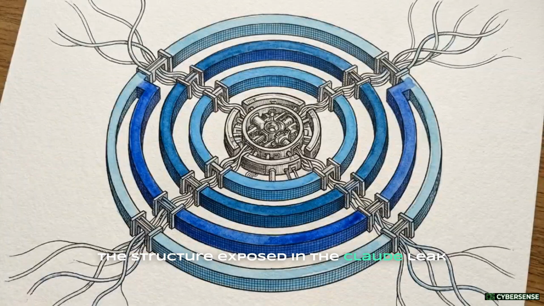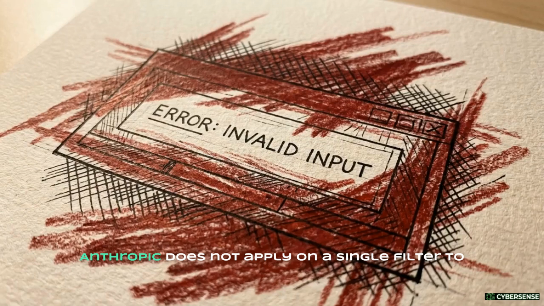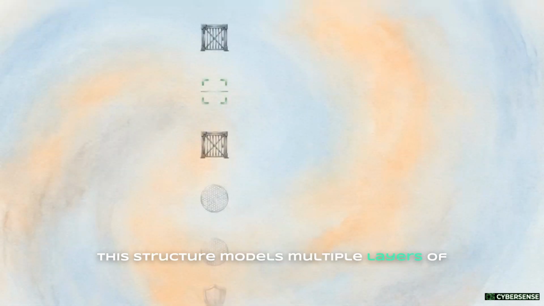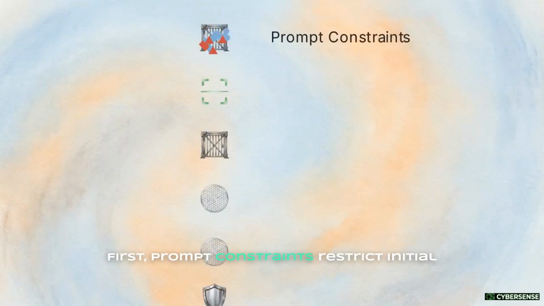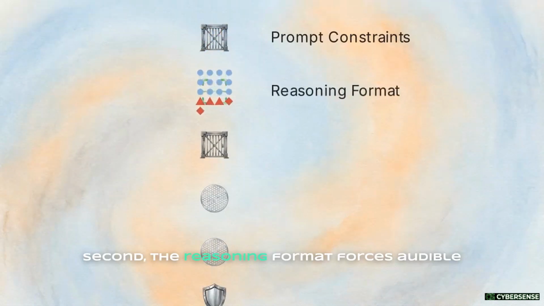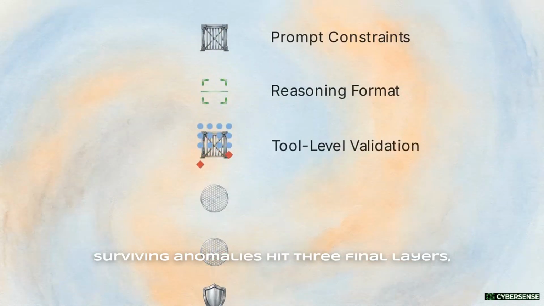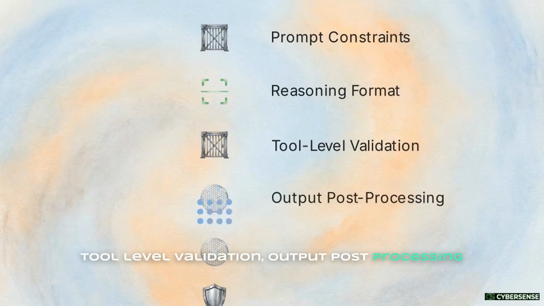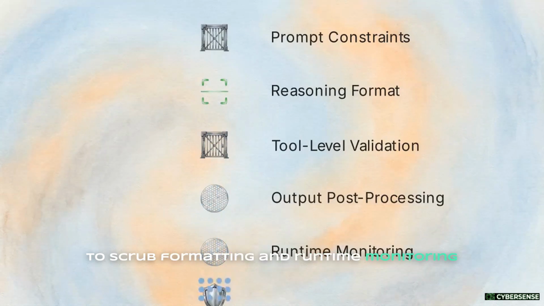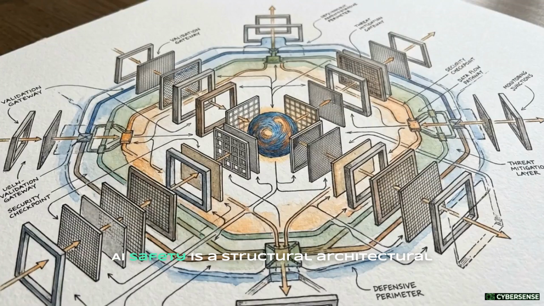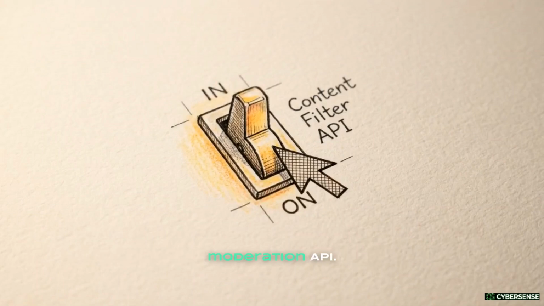The structure exposed in the Claude leak perfectly illustrates the cybersecurity principle of defense in depth. Anthropic does not rely on a single filter to catch bad behavior. This structure models multiple layers of defense. First, prompt constraints restrict initial behavior. Second, the reasoning format forces auditable logic. Surviving anomalies hit three final layers: tool-level validation, output post-processing to scrub formatting, and runtime monitoring hooks tracking execution. AI safety is a structural architectural property. It requires a heavy, multi-layered gauntlet. You cannot achieve this by toggling a single moderation API.